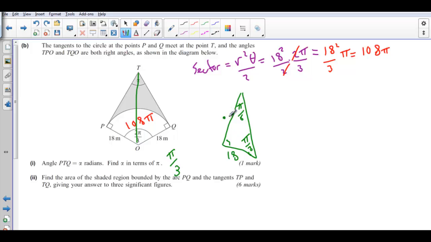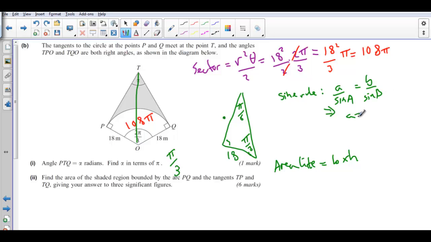So if we can get that length, the area of the kite will just be base times height of this triangle. Okay, so let's try and get that. What do we got? 2 sides, two angles, we're into the sine rule, which says a over sine A, capital A, is equal to b over sine capital B. That rearranges as a is equal to b sine A, capital A, over sine capital B.